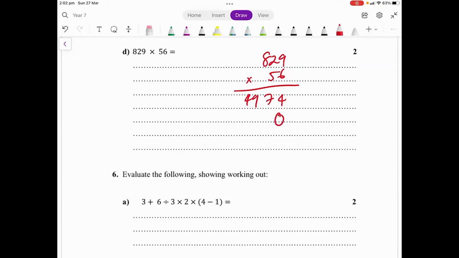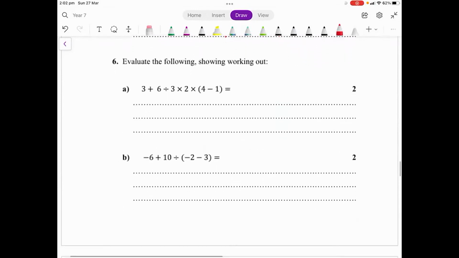And now we do our 5 times tables. 5 times 9 is 45, so 5 carry the 4. 5 times 2 is 10, plus 4 is 14, so 4 carry the 1. 5 times 8 is 40, plus 1 is 41, so we write 41. Now we've got our second line for multiplication. We add the 2. 4 plus 0 is 4, 7 plus 5 is 12, so 2 carry the 1. 1, 9 and 4 is 14, so 4 carry the 1. 1, 4 and 1 is 6, and 4 plus 0 is 4.